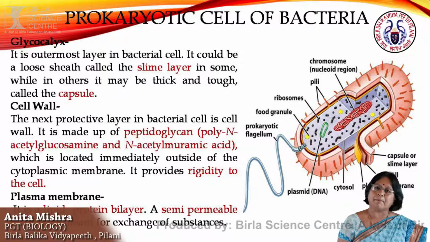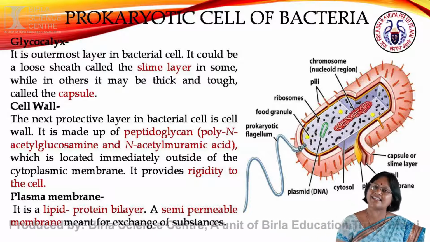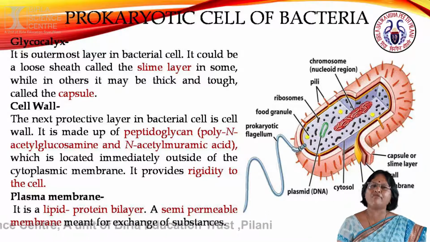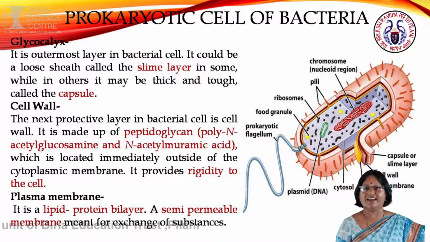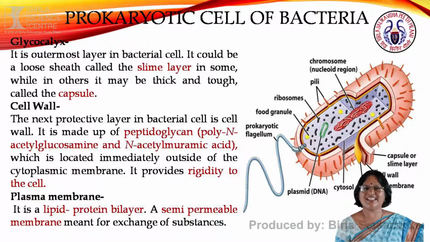Now the last but the most important and the innermost layer of a bacterial cell in its cell envelope is the plasma membrane. It is the membrane which is made up of lipid and protein bilayer. It has got a bilayer, double layer of lipids. In between the lipid layer, there are proteins also present. And what's the function and what's the nature of plasma membrane? Plasma membrane is a semi-permeable or a selectively permeable membrane which allows only selected things to move in and move out of the bacterial cell.